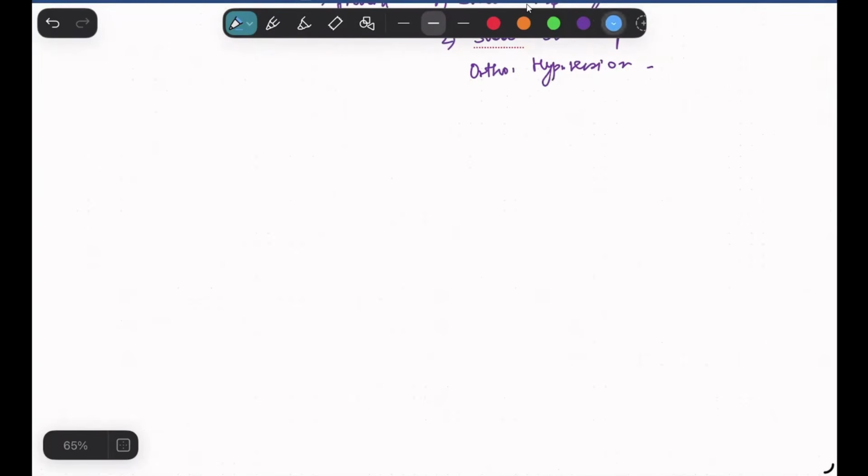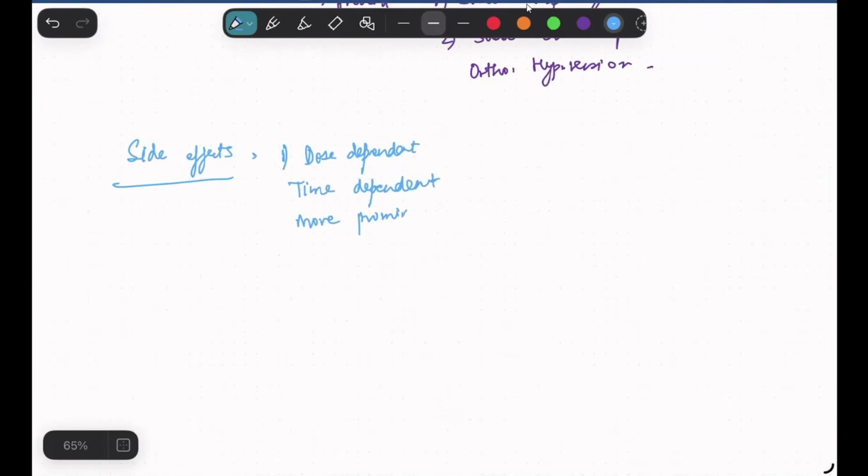Now coming to the side effects. If some mistake happens by me during the teaching, please do let me know in the comments so that we can correct it in the next lecture also. What is important in side effects? Clozapine side effects are dose dependent and time dependent. Sometimes they become more prominent during titration, and they also fade as tolerance develops.